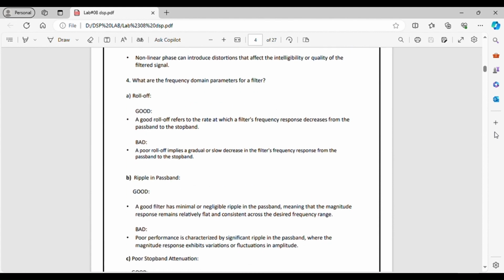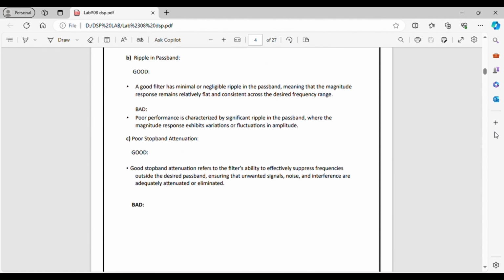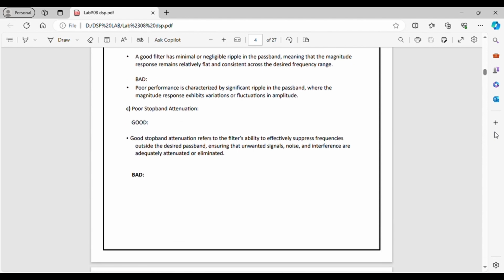What are the frequency domain parameters for a filter? They are roll off, ripple in pass band, and poor stop band attenuation.